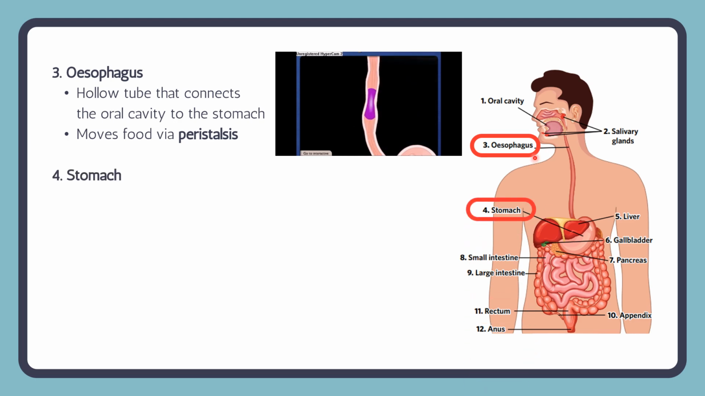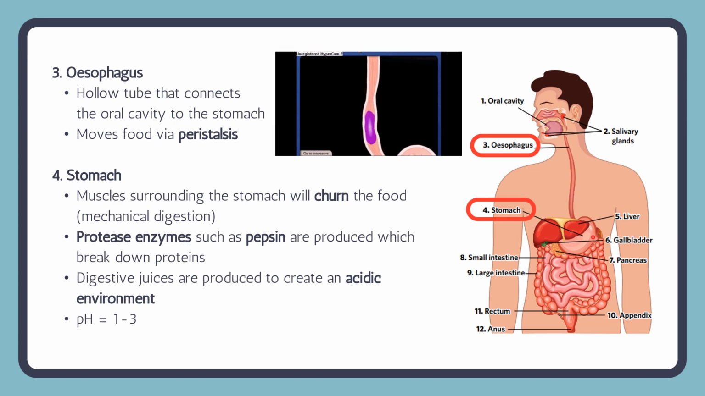Then you have your stomach, right? So the muscles around your stomach will churn the food, so another type of mechanical digestion. Protease enzymes such as pepsin are produced and they break down proteins. Digestive juices are produced and they create an acidic environment in your stomach. So it's very acidic, about 1 to 3.